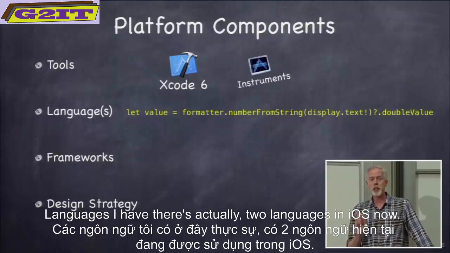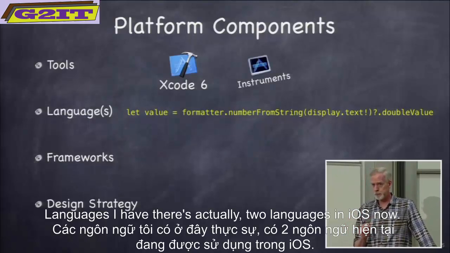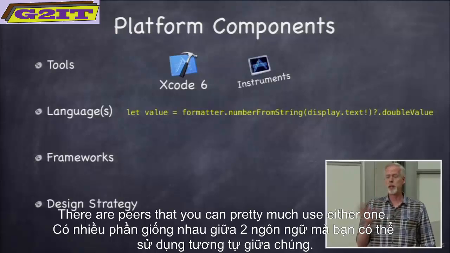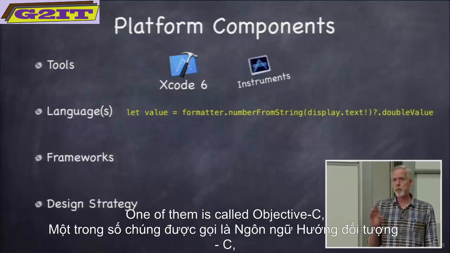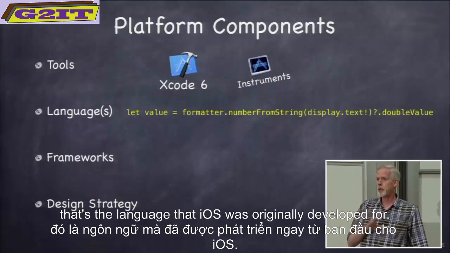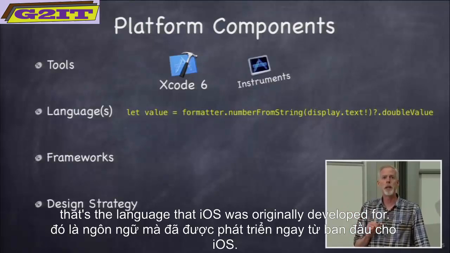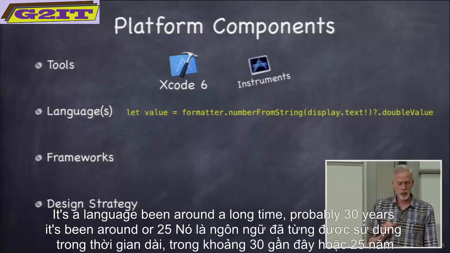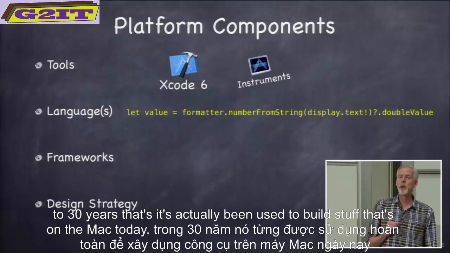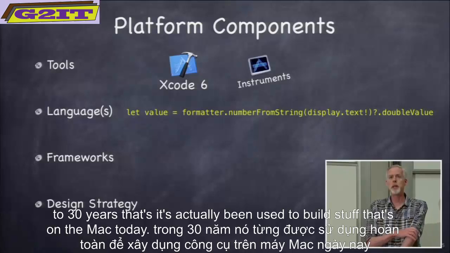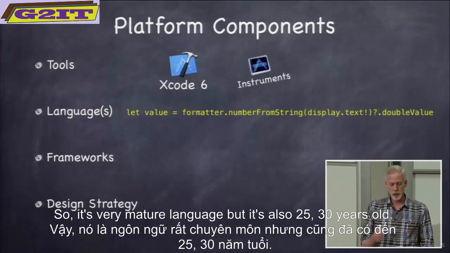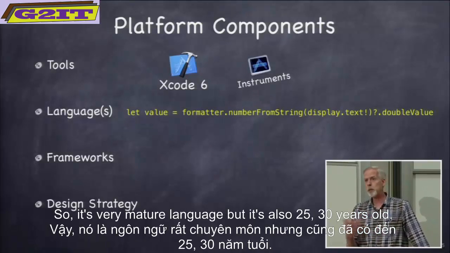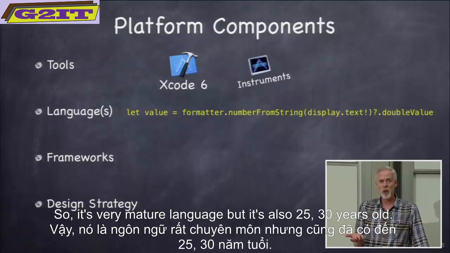Languages: there's actually 2 languages in iOS now. They are peers. You can pretty much use either one. One of them is called Objective-C. That's the language that iOS was originally developed for. It's a language that's been around a long time, 25 to 30 years that it's actually been used to build stuff that's on the Mac today. So it's a very mature language, but it is also 25, 30 years old.